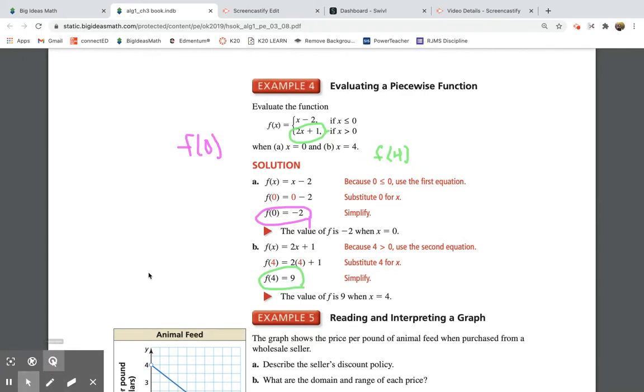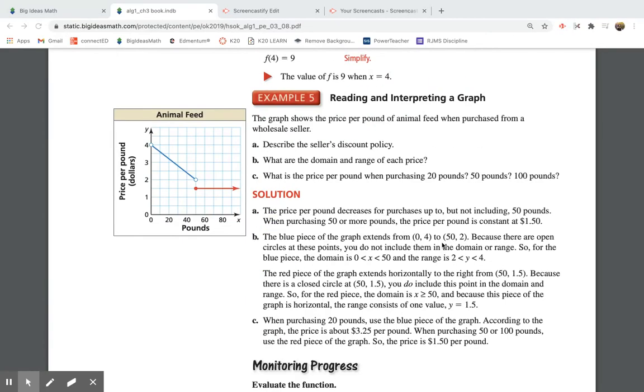Okay, let's look at example 5 and then we'll do some problems. On example 5, we're talking about this graph over here to the left. It says this graph shows the price per pound of animal feed when purchased from a wholesale seller. So we have 3 different parts. We have to describe the seller's discount policy, list the domain and range of each price, and then it says what's the price per pound when purchasing 20 pounds, 50 pounds, and 100 pounds.